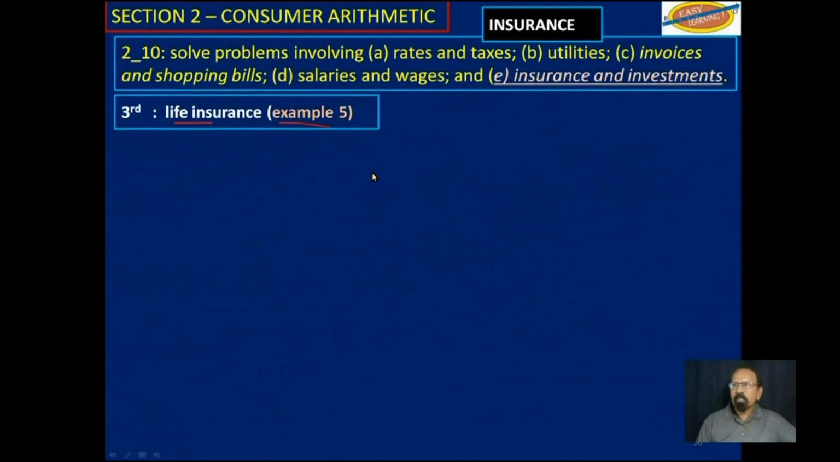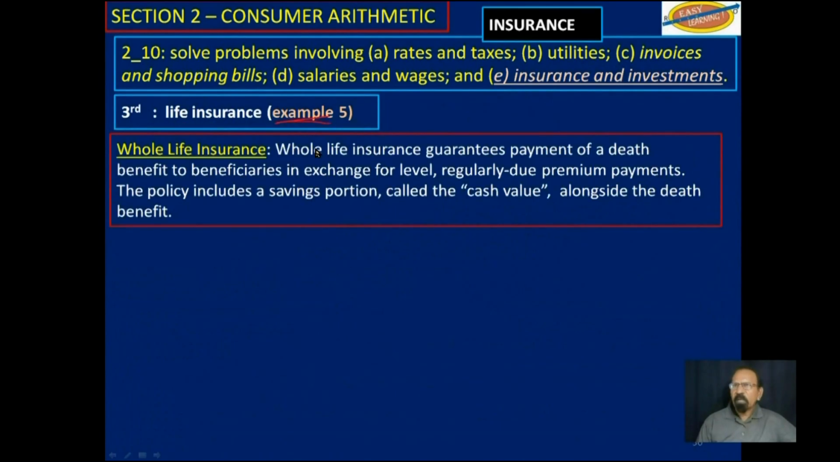Life insurance, now this is example 5. We are still on life insurance. Now we are talking about whole life as opposed to term that we were talking before. Whole life insurance guarantees payment of a death benefit to beneficiaries in exchange for level, regularly due premium payments. The policy includes a saving portion called cash value alongside the death benefit.